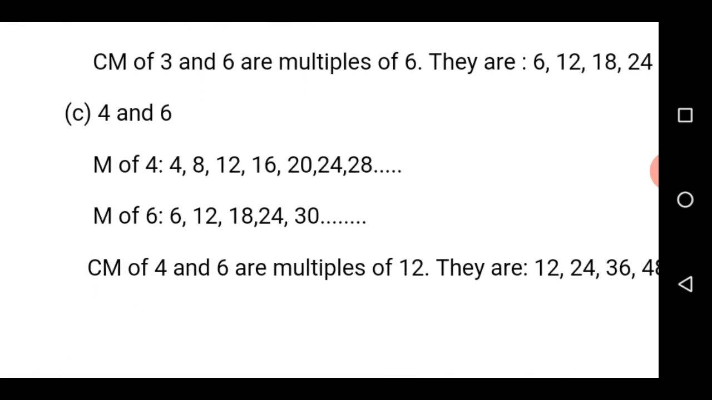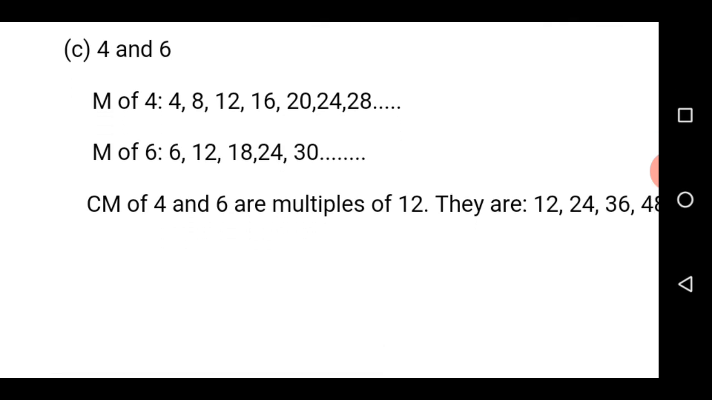So let us move to the last example now, which is 4 and 6. The first thing we have to find is multiples of 4. Multiples of 4. 4 times 1, 4. 4 times 2, 8. 4 times 3, 12. 4 times 4, 16. 4 times 5, 20. 4 times 6, 24. 4 times 7, 28. We can still have more. It means the multiples of 4 are 4, 8, 12, 16, 20, 24, 28, and so on.